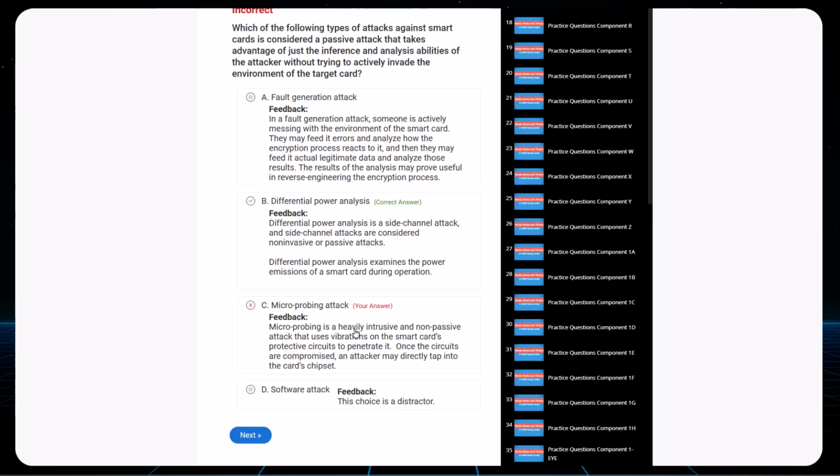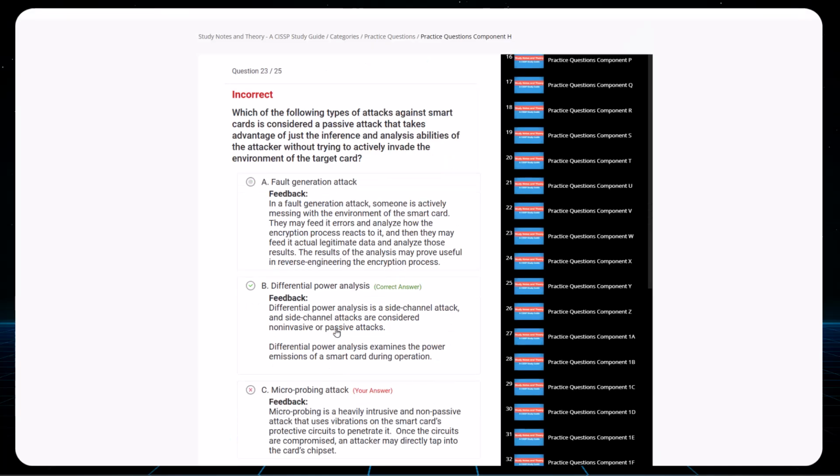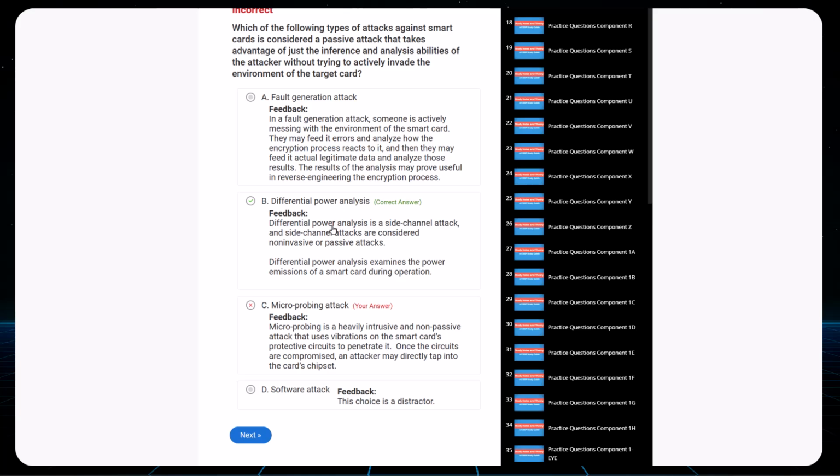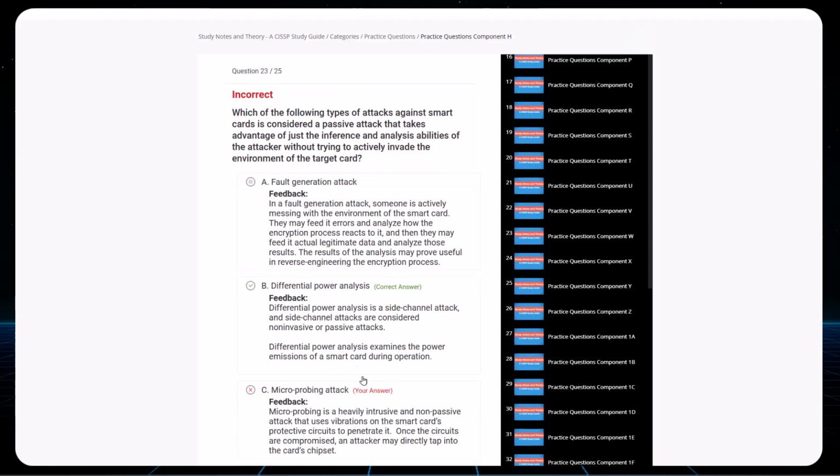Oh, I messed up. I didn't read my own question carefully. I'm looking for something that's a passive attack, and choice A is an active attack, choice C is an active attack, choice D is a distractor, and choice B is the correct answer because it's the only passive attack.